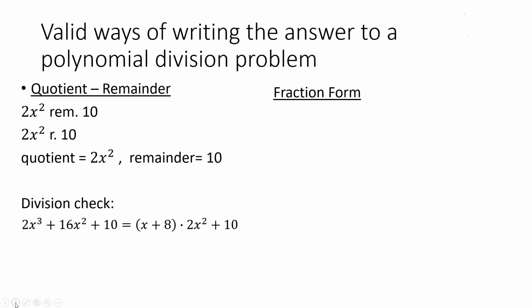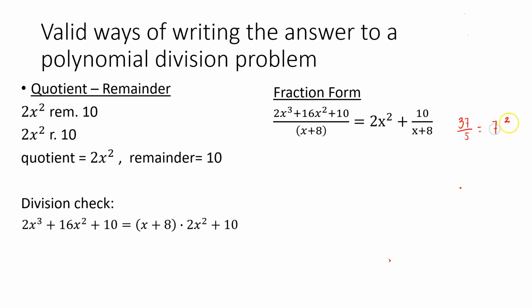Now in fraction form, we will express the division as a fraction. 2x cubed plus 16x squared plus 10 divided by x plus 8 is equal to the quotient 2x squared plus a fraction, 10, the remainder, over the divisor x plus 8. This is similar to 37 divided by 5, and we got 7 and 2/5. 7 is like the quotient, 2 is the remainder, 5 is the x plus 8.